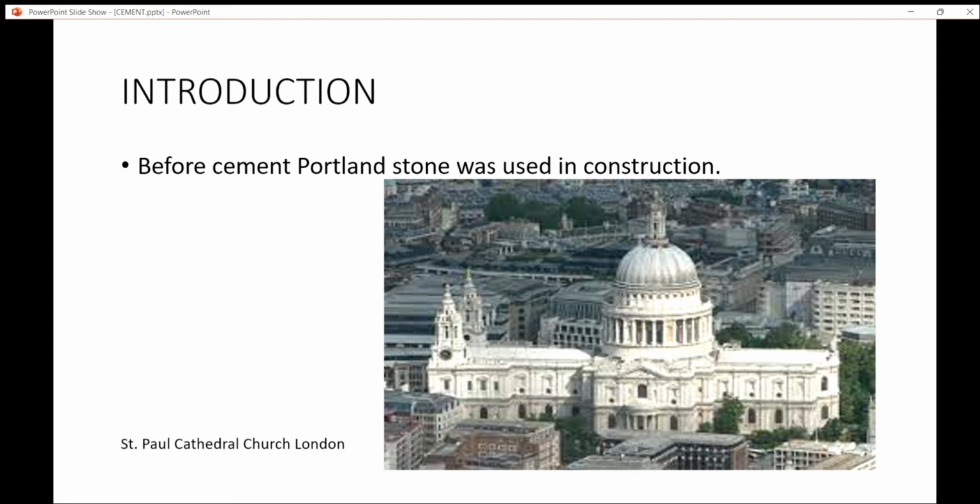Before Portland cement, or before the cement, Portland stone was used in construction. As you can see, St. Paul's Cathedral Church, London is fully made of Portland stone.